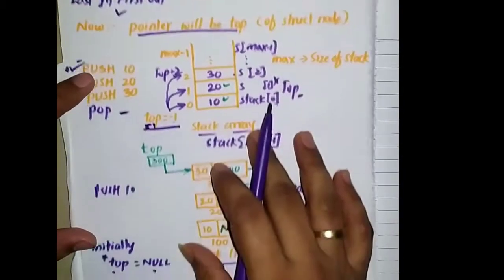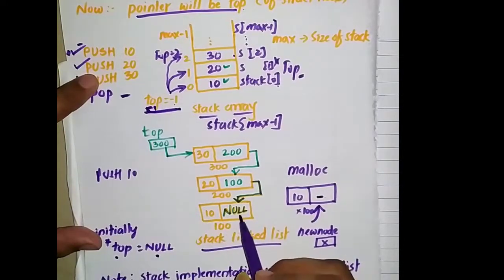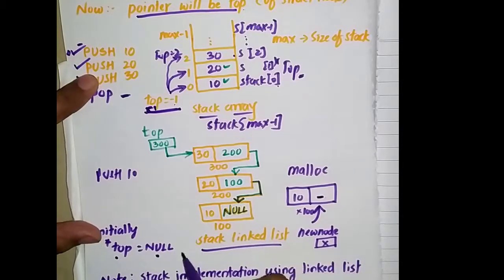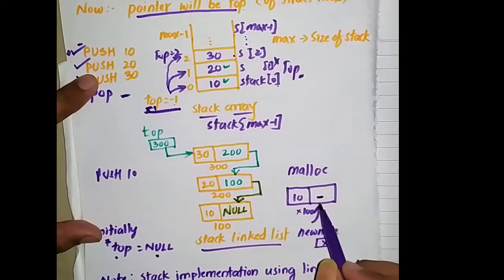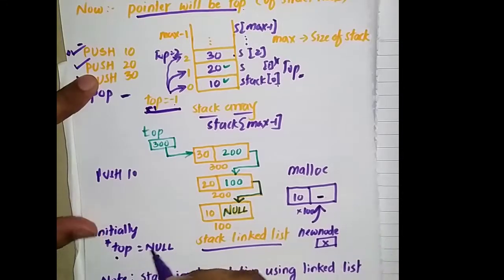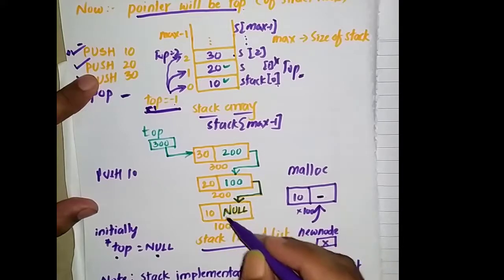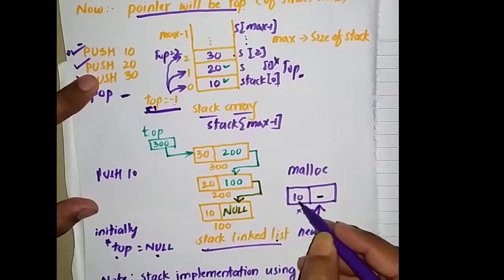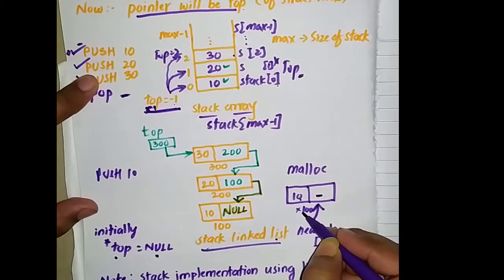But for the implementation of the stack here, each node holds the data and the address of the previous node. Here the previous node is nothing, that's why it will be null. Okay, so that's an indication. Then the first data is pushed onto the stack. Now this is the stack linked list. The first data is 10 and the address is 100.